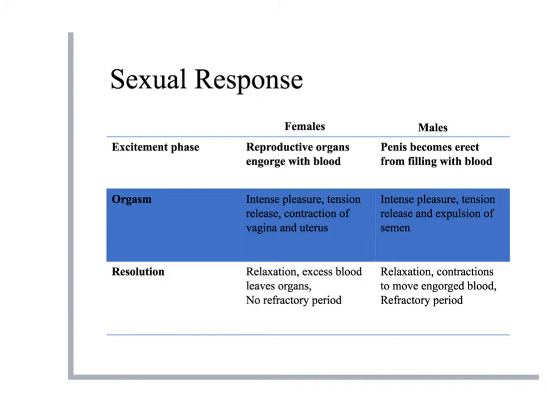Both male and female sexual responses are dependent upon both the parasympathetic and sympathetic nervous system. Okay? You need a parasympathetic response to allow for erection to occur in males. But then you need a sympathetic response to have orgasm and ejaculation. Similar innervation and stimulation occurs in females.